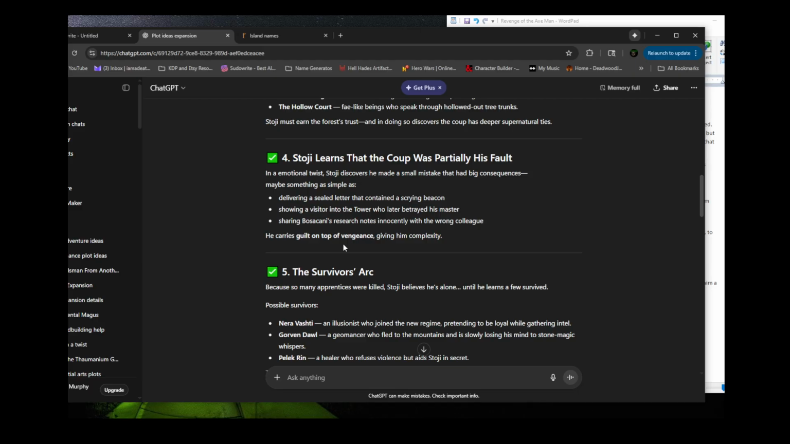Okay, so since his master was going to reveal a big secret, we could say that it may have been Stoji's fault that that got out, or maybe he simply brought in someone that he thought was a colleague of his master, perhaps someone who had visited him many times before, but that is the person who betrayed his master and killed him.